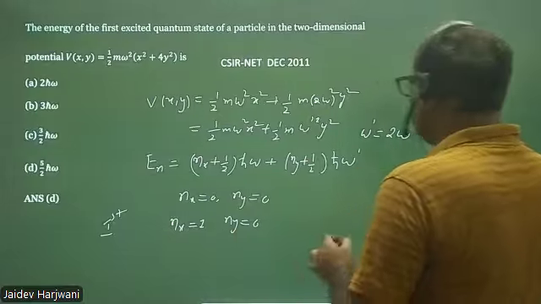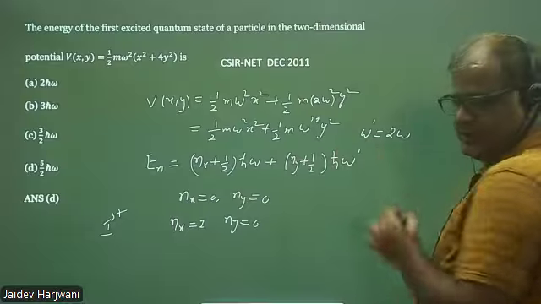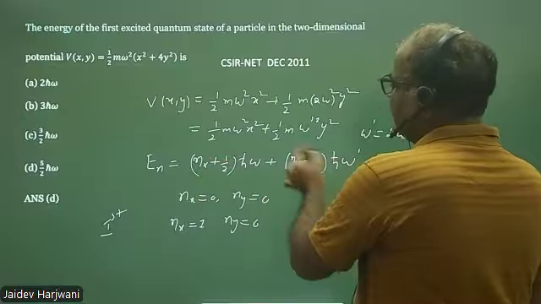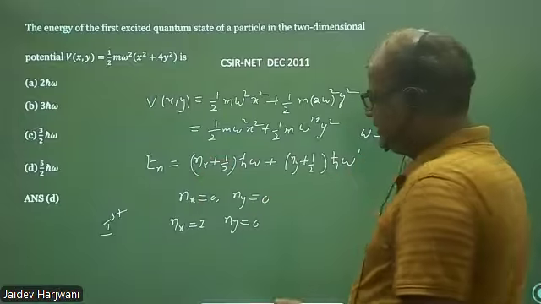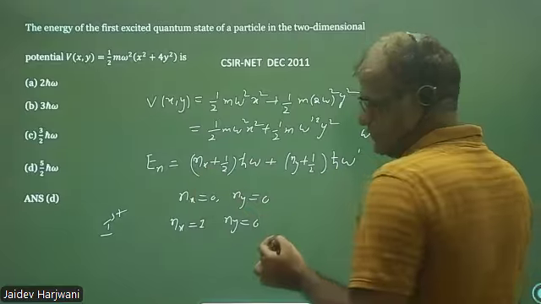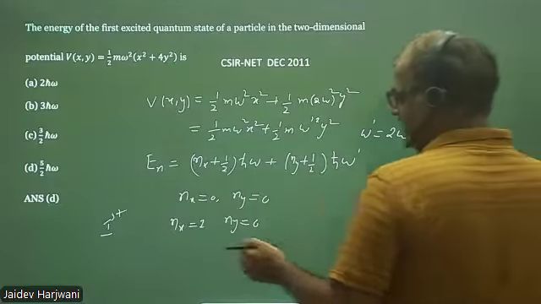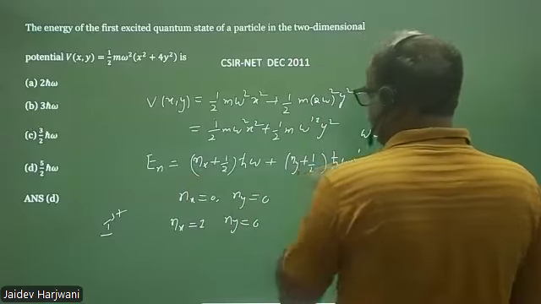Because the frequency of ny is more. So if I put ny 1 here, total energy will come more than when I put nx is equal to 1 here. So I need first excited state, so I have to take the lesser energy. So I am putting nx 1 here and ny 0 here.